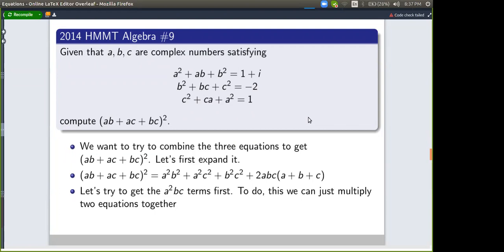It looks like the LaTeX isn't loading. Brian, could you manually recompile it?